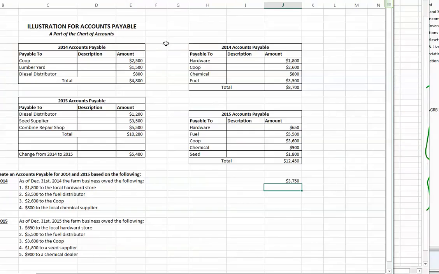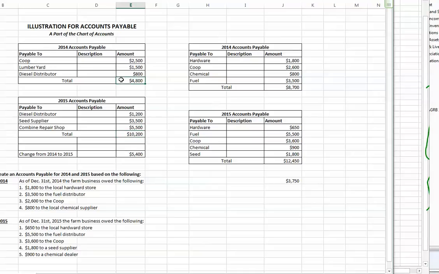When you go back and look at the accounts payable in the chart of accounts, if you'll remember, we simply set it up where we had some different accounts that had to be payable each year. In other words, these were open accounts at the end of the year. So, for example, at the end of the year we owed the co-op this much, the lumber yard, the diesel distributor. At the end of the next year, we owed somebody else, but we had some open accounts. Now, at the end of the first year, we owed in open accounts $4,800. At the end of the second year, we owed open accounts of $10,200.